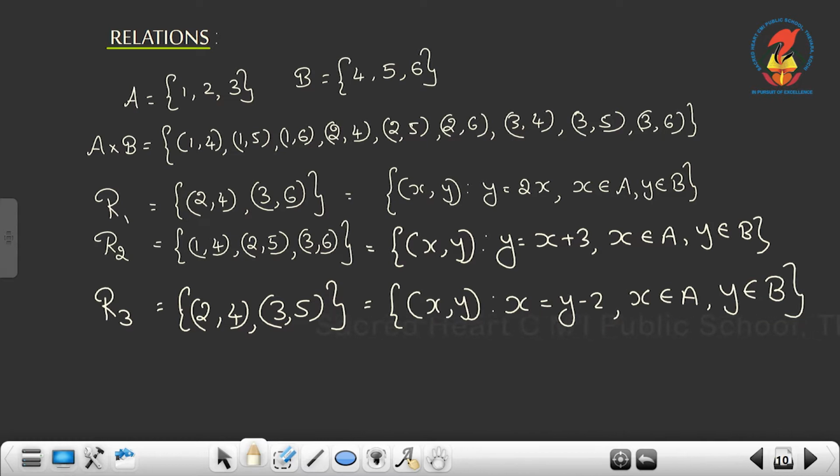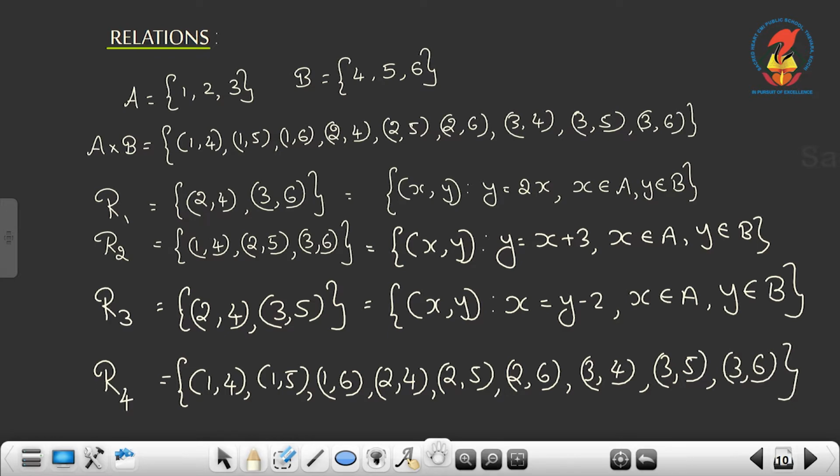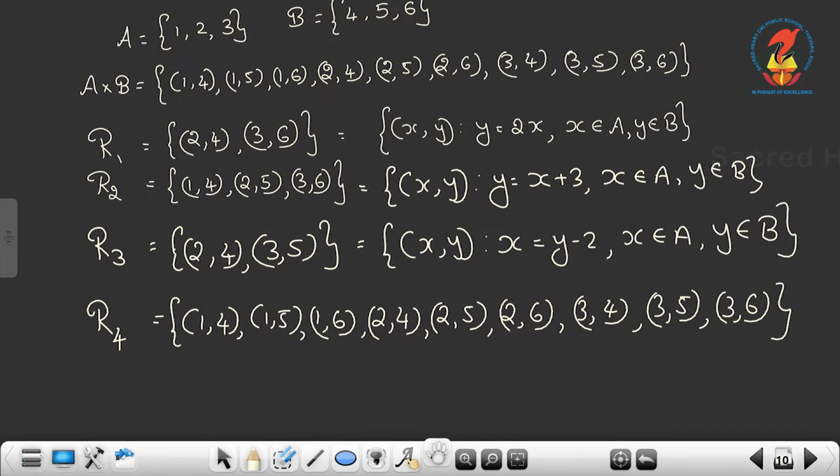Okay. Now, is this A cross B itself a relation? I am writing R4 as A cross B, the whole set: (1,4), (1,5), (1,6), (2,4), (2,5), (2,6), (3,4), (3,5), (3,6). Is this one a relation?